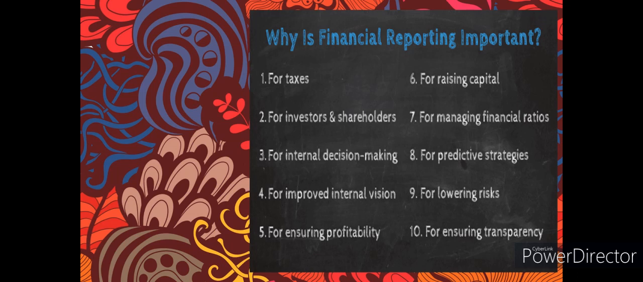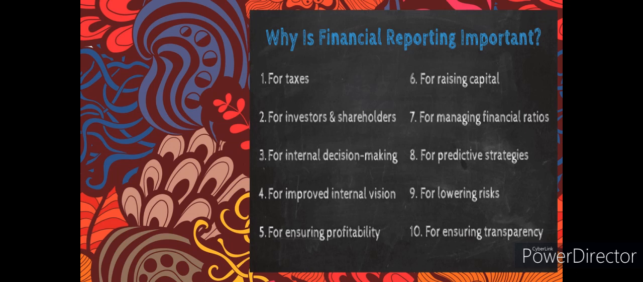If no record is there regarding the finances, it will not be possible for the management to take any internal decision regarding the growth of the company. So it is very important. The financial reporting in this aspect is also very important. Next is improved internal vision. What is your vision? Accordingly, are you on that path or not? By checking your financial position or performance, you can improve. If it is needed, you can improve your internal vision.